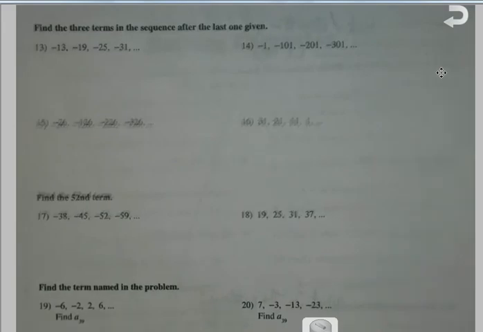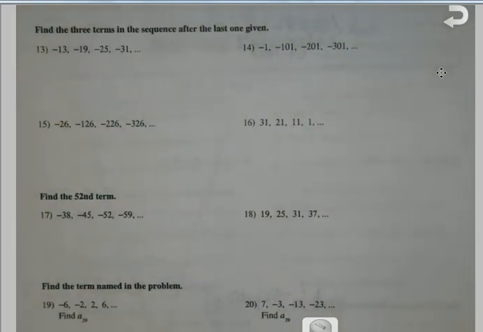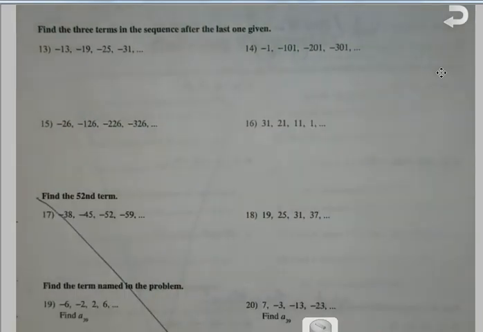When you get to the back, remember, we're only going through 16. So the rest of that can get wiped here, because that's something a little different going on after that than what we're doing now. And then for 13 through 16, you just find the next three terms because they're all arithmetic sequences. They all have a pattern that you can work with.